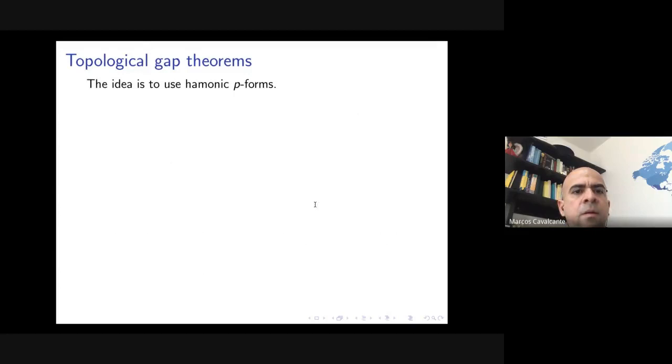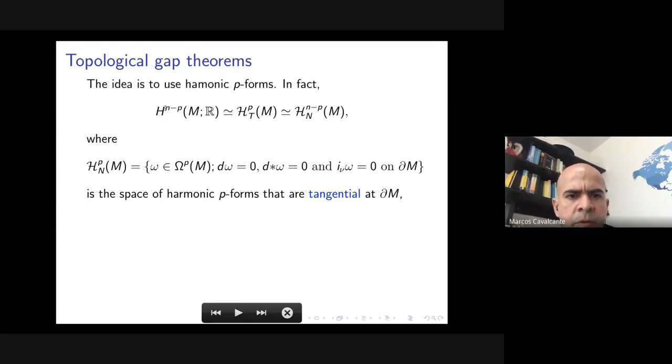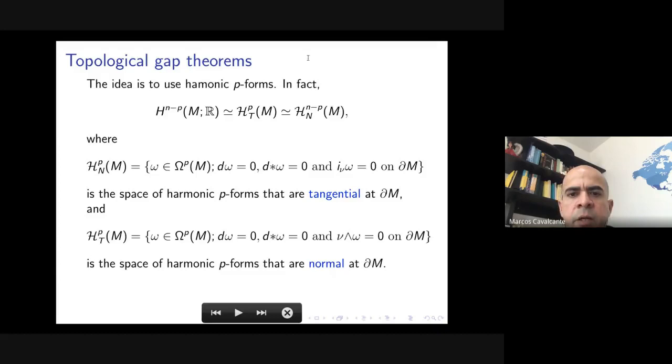And now I'd like to sketch the proof of these theorems. The idea is to use harmonic p-forms. In fact, we know that the cohomology group of M of degree n minus p is isomorphic to the space of harmonic p-forms which are normal to the boundary, and also isomorphic to the space H_N^{n-p}, where this one with N is the space of harmonic p-forms that are tangential to the boundary. Okay, this is a kind of Hodge-de Rham theorem in this case, for manifolds with boundary.